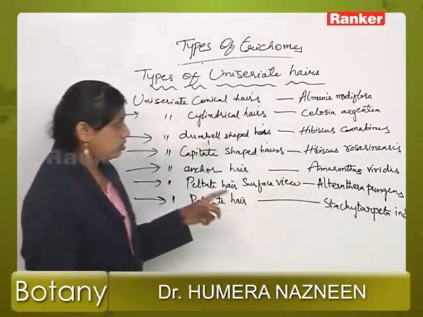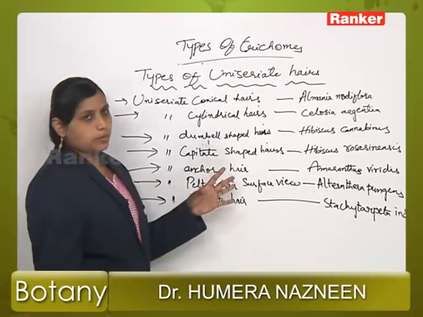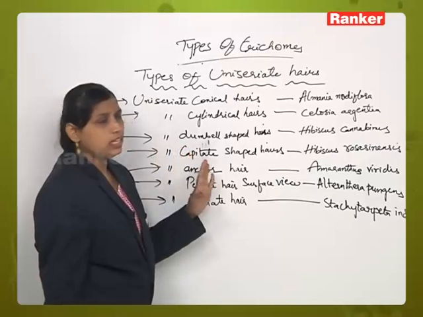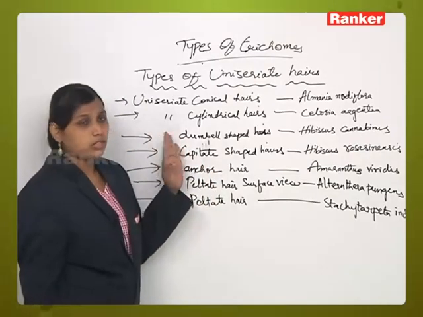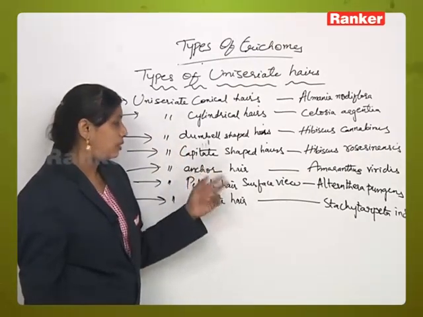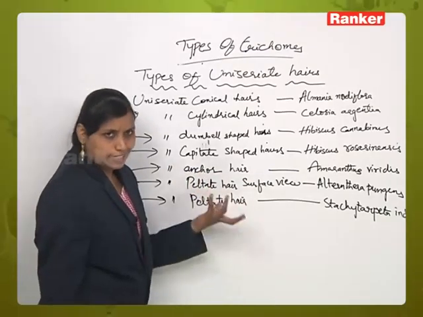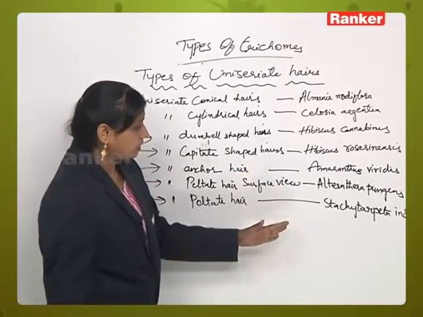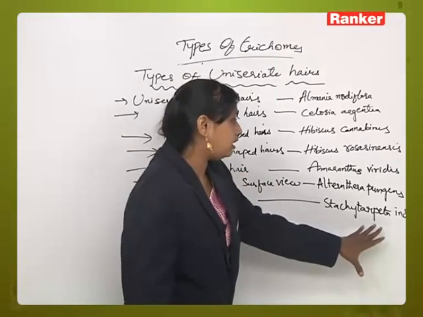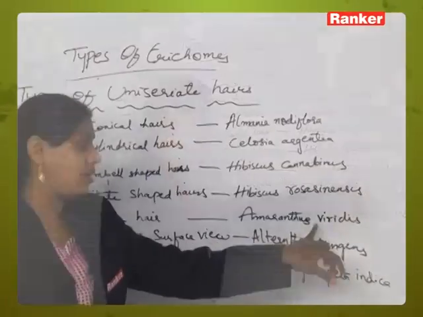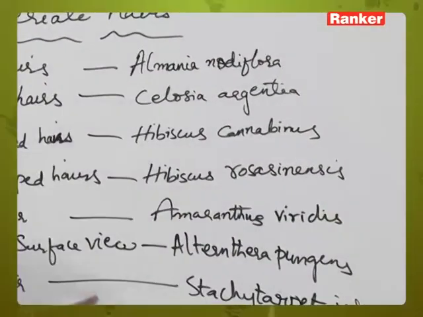These are the scientific names of the plants in which you can see the development of structures like uniseriate hairs. It may be uniseriate conical, cylindrical, dumbbell, capitate, anchor or peltate surface view, or normal peltate hair. So take down these examples. This is where you get questions like: uniseriate anchor hair is seen in Amaranthus viridis. These examples are very important.